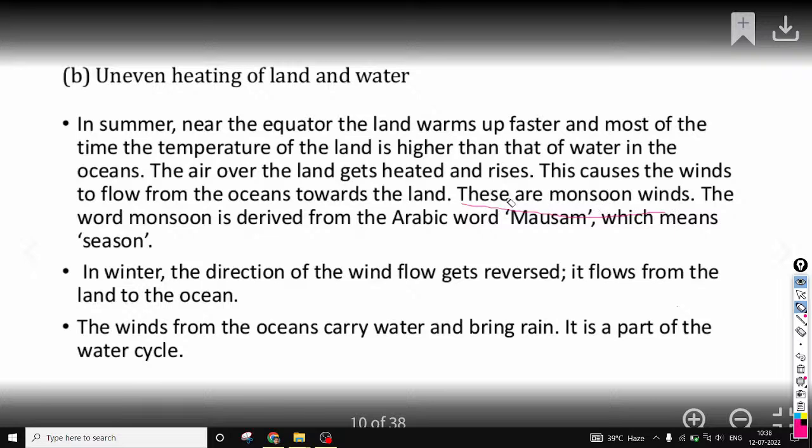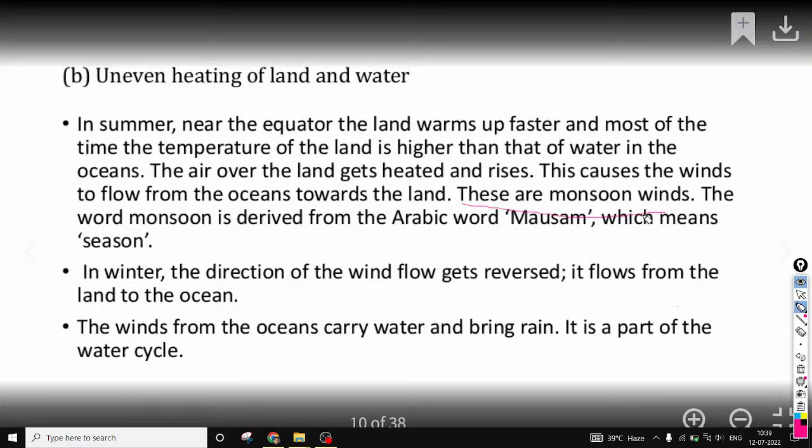Why? Because the monsoon winds carry moisture, that is humidity. Humid, moist air carries some water. When they collide and condense at some place, they bring rain over that particular area. The word monsoon is derived from the Arabic word mausam, which means season.